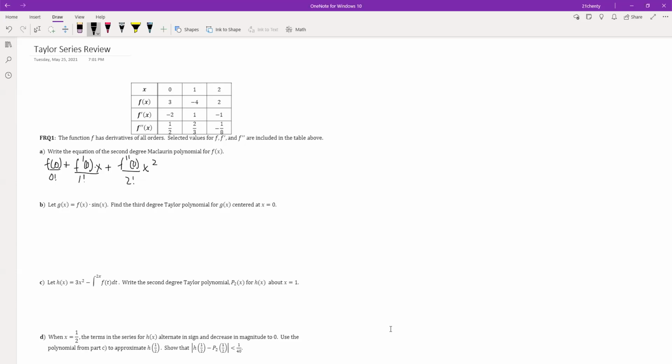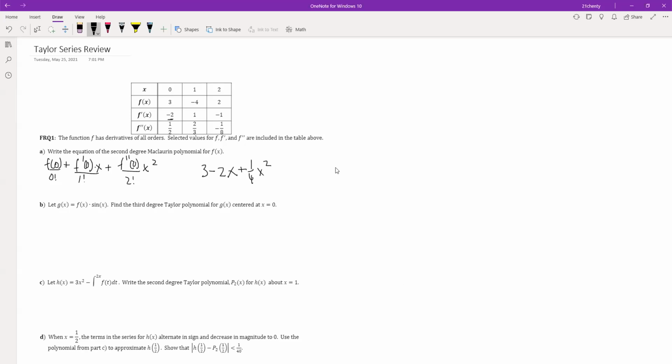So basically we're just substituting in these values. So we get 3 for f of 0. Then we subtract 2x because the first derivative is -2. And then we're adding 1/2 over 2 factorial, which is just 1/2 over 2 or 1/4 x squared. So that's part A, pretty simple.